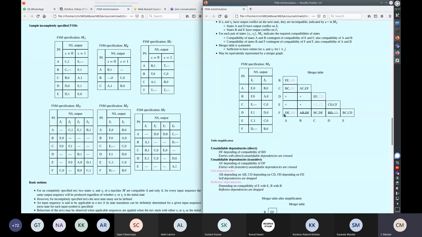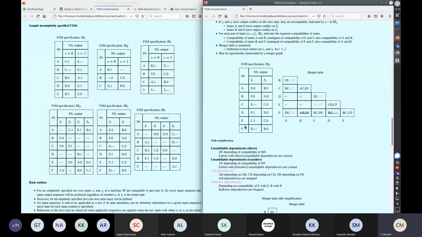Now consider the compatibility of A and D. A and D, as you can see, are not compatible because on input I1, here the output is 0 and here the output is 1. So they are simply not compatible. So we mark that with a cross. Similarly, A and E are not compatible. You mark that with a cross.